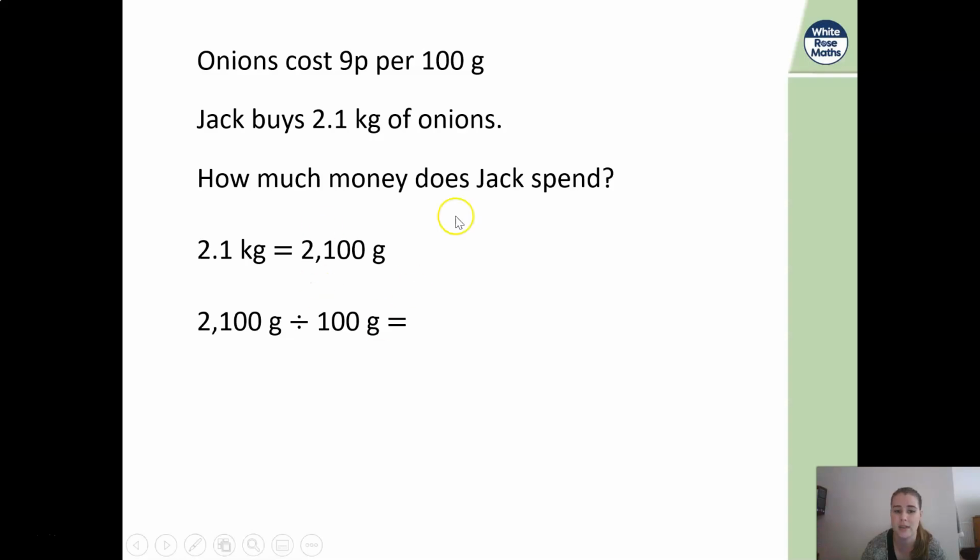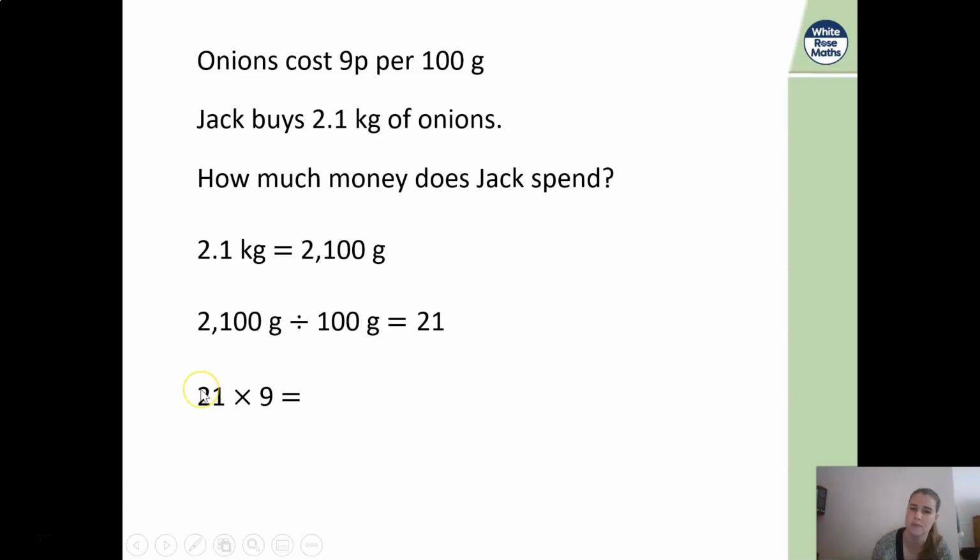We now need to divide that by 100 grams to work out how much money Jack's going to spend. We know that's going to be 21, okay? So in order to work out what he needs to do, we know that each one costs 9p. So if we do 21 multiplied by 9, that's going to tell us how much money he's going to spend. Now, I'll be honest with you, I'm not sure I know what 21 times 9 is, okay? So there are 2 ways of doing this.